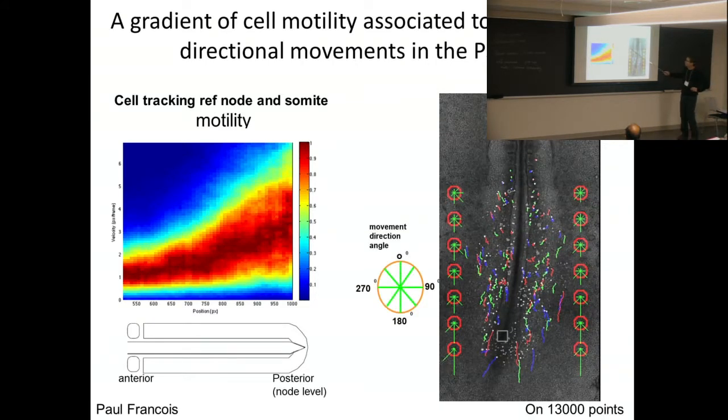So this is just a scheme that shows the tracks of the cells, and this represents their preferential direction of migration. And what you can see is that there is a striking gradient in the motility with a preferred direction towards the posterior. So it seems like the more posterior you go in the tissue, the faster the cells are moving in the posterior direction, which you could interpret as these cells migrating directionally and dragging the posterior end of the embryo, pulling on the posterior end of the embryo in this way.